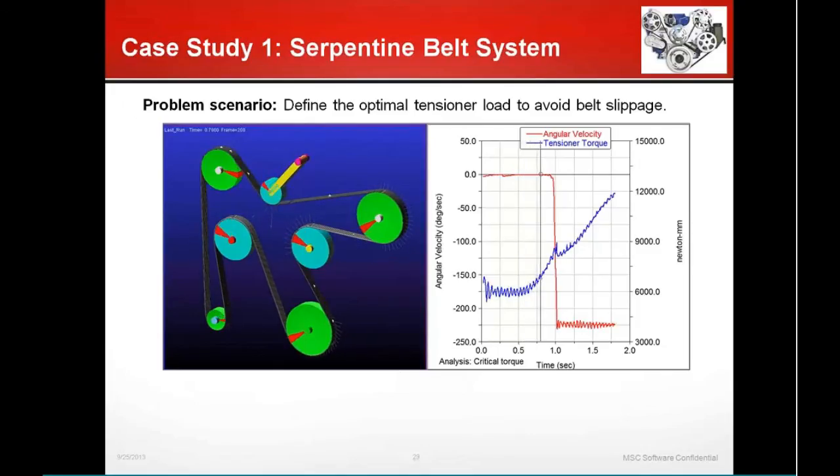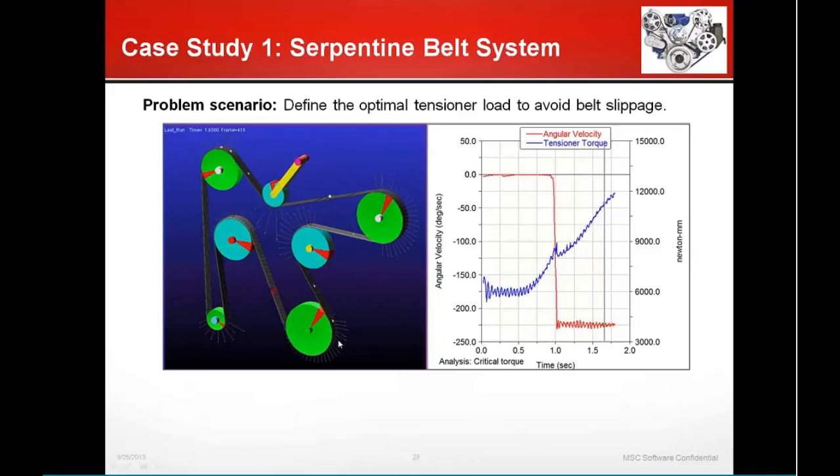Thank you, Anthony. Okay, having reviewed the detailed functionalities of Adams Machinery, let's take a look at how the product can be used to solve some real-world problems. So the graphic here shows a typical serpentine belt system layout. The drive is on this pulley, and the belt wraps around a series of idlers and other pulleys and ends where it started.